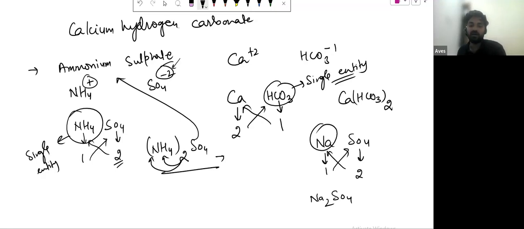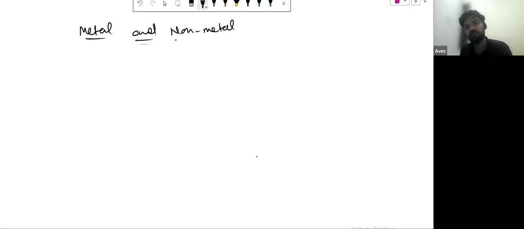Let's move towards metals and non-metals. In the previous class, we were discussing what metals and non-metals are. We were discussing ores and minerals. So today we will proceed further from there.